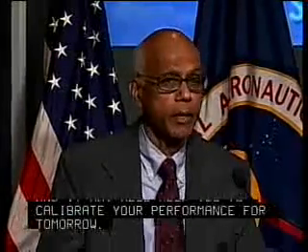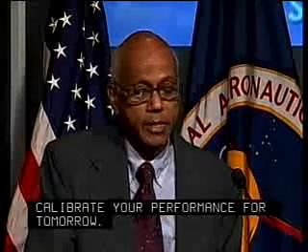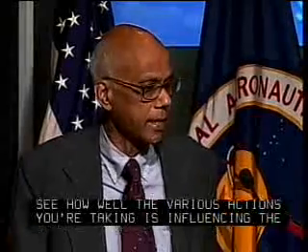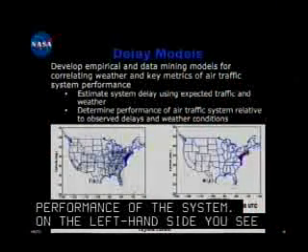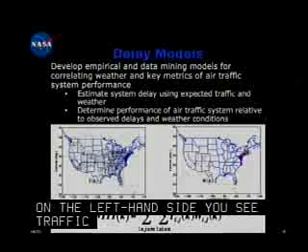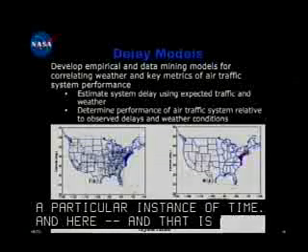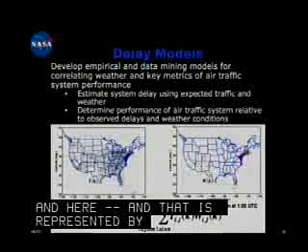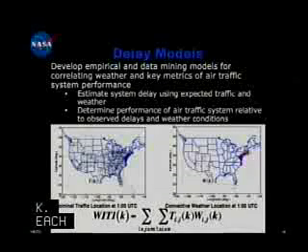To see how well the various actions you're taking are influencing the performance of the system. On the left-hand side, you see traffic in the United States at a particular instant of time, and that is represented by the matrix T of K. Each element in the T matrix represents how many aircraft are there in that element at time K.